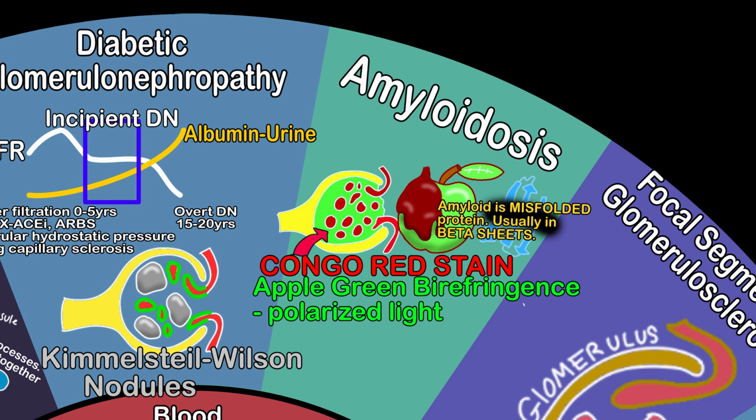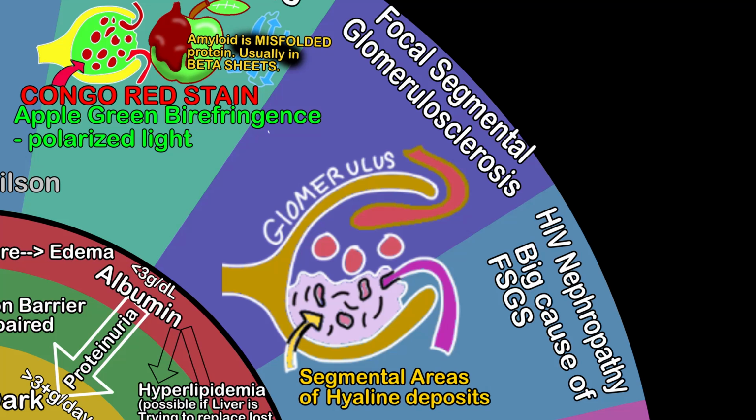Amyloidosis is all about misfolded proteins, and some keywords here are Congo red stain that has apple green birefringence under polarized light. Focal segmental glomerulosclerosis is usually secondary to other infections or diseases, like HIV, and has segmental areas of hyaline deposits in the glomerulus.